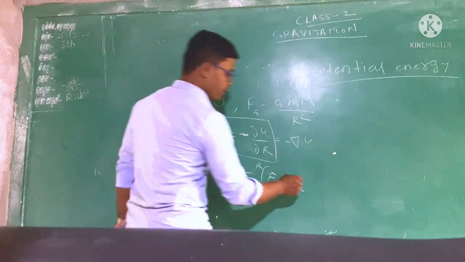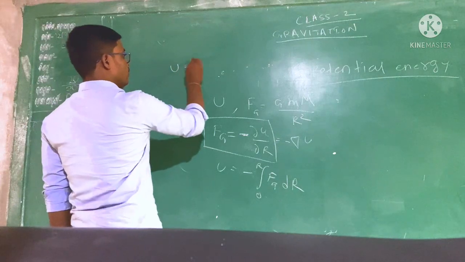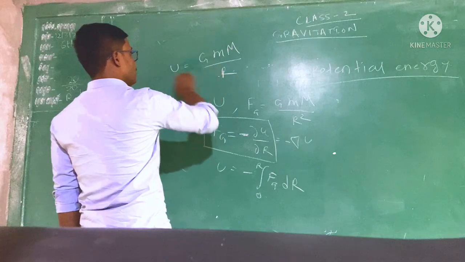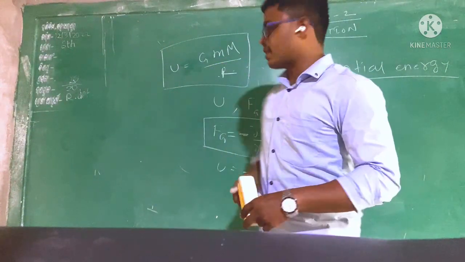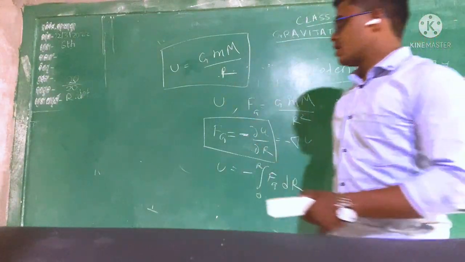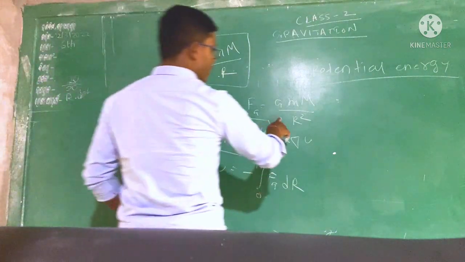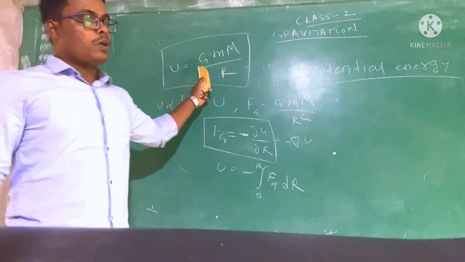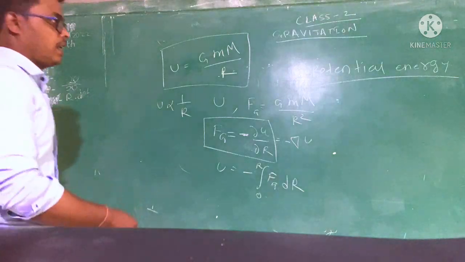If this is the expression of gravitational force and you substitute here and do the integration, then you will obtain the potential energy equal to minus G M m divided by R. Remember, in the force expression it is R squared, but the potential energy is proportional to 1 by R, while the gravitational force is proportional to 1 by R squared.